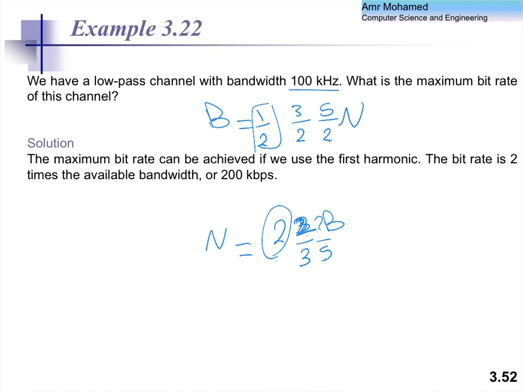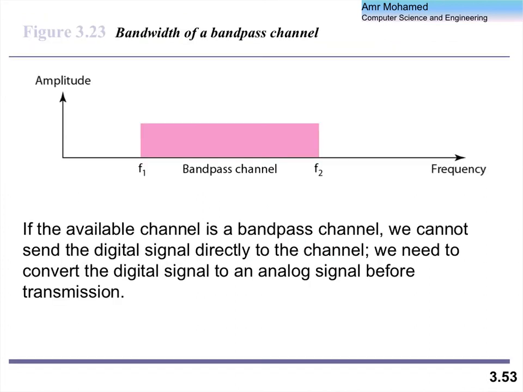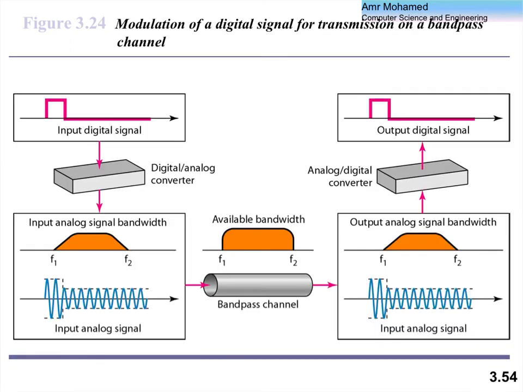So if I have a specific bandwidth and I want to squeeze the maximum bits in that bandwidth, then I use the roughest approximation. The roughest approximation will allow me to squeeze many bits in that same bandwidth, which in that case means using one single harmonic. So that's why it's 200 kilobits per second. This is the maximum bit rate. Okay? So that's what we talked about.